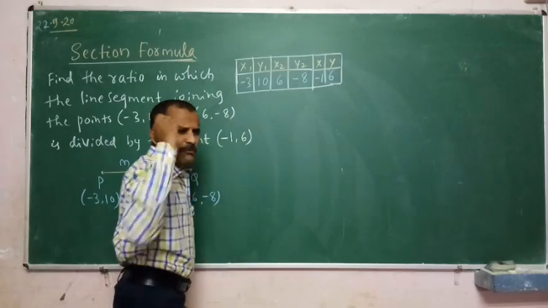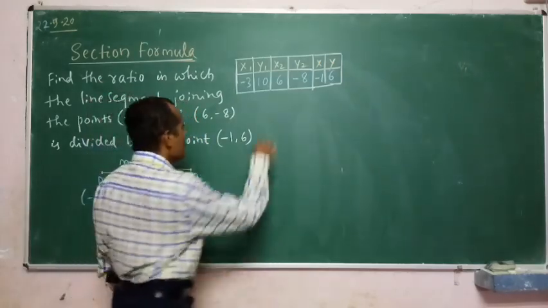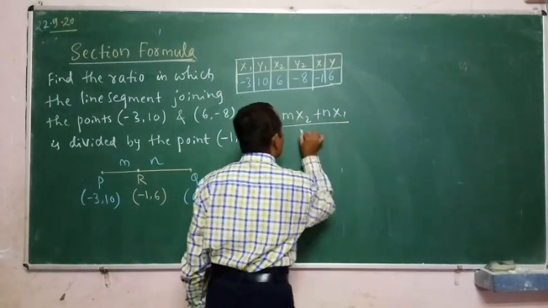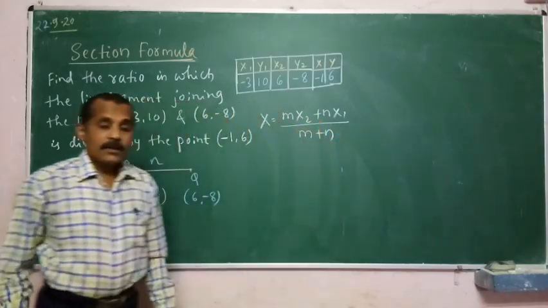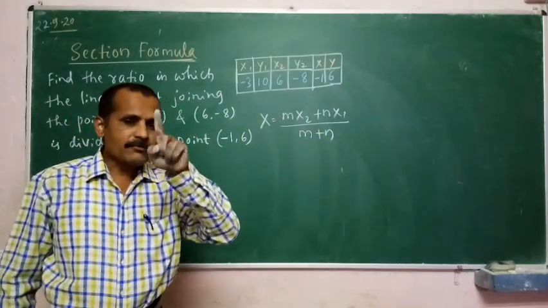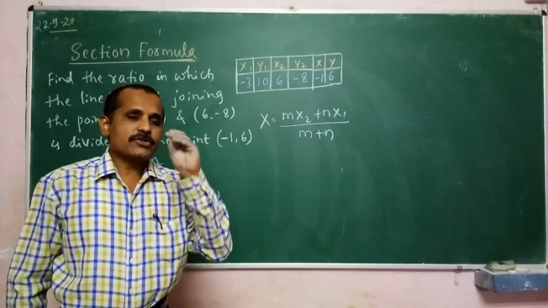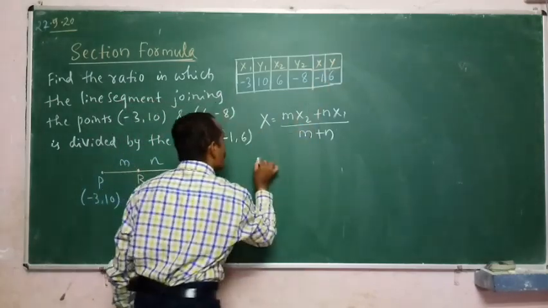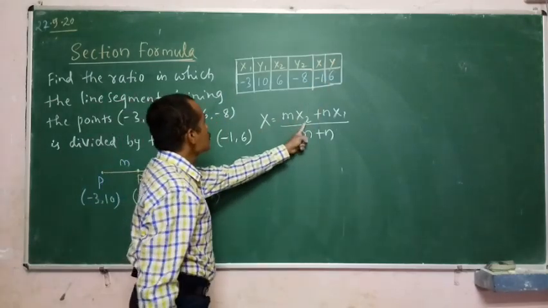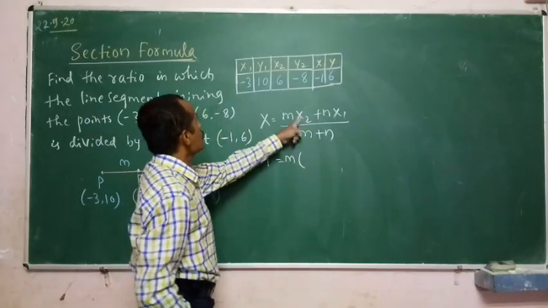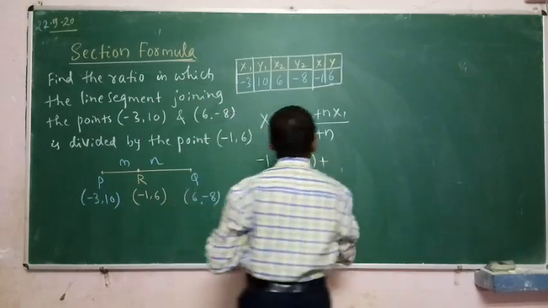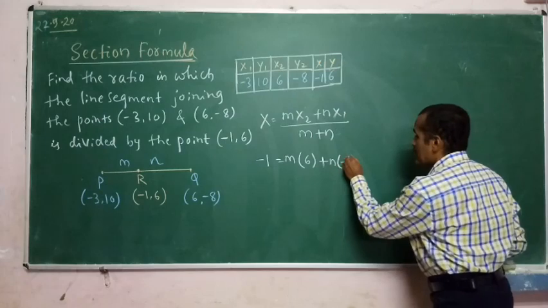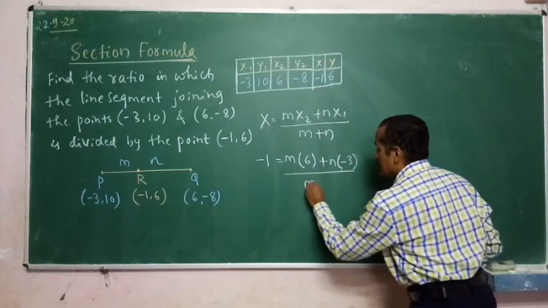Formula remains the same. Whatever they ask you, the formula remains the same. x equals (m x2 plus n x1) divided by (m plus n). My dear children, we are finding the ratio. Our work is to find the ratio of m and n. Come on. x is minus 1, equals m times x2. m is unknown for me. x2 is 6, n is unknown for me, x1 is minus 3, divided by m plus n.